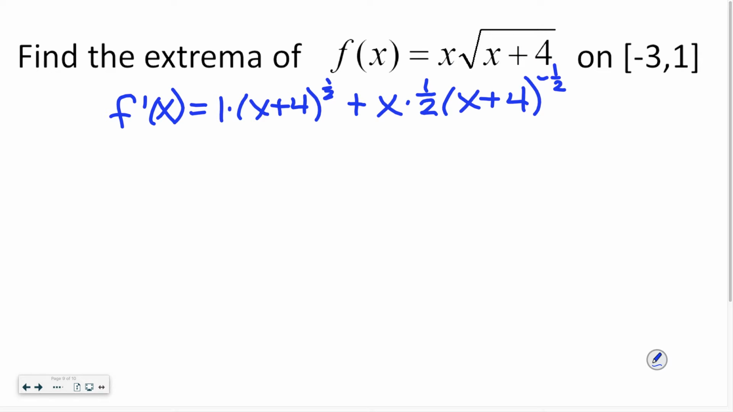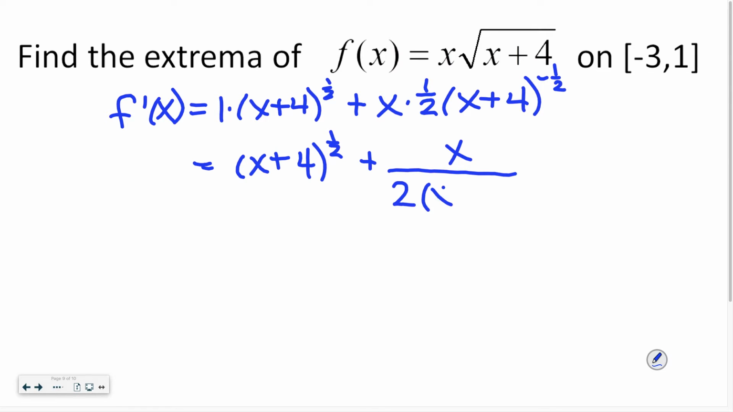Well, we have to figure out where this is 0 and undefined. And right now, it does not look like a nice equation to do that with. So anytime you have any sort of negative exponent, I would encourage you to write that as a fraction where the exponent becomes positive. So I would encourage you to write this as x plus 4 to the 1/2 plus x over 2 times x plus 4 to the 1/2. So that 2 is in the denominator because it's 1/2. And then the negative 1/2, when we move it across the fraction bar, becomes positive. It's a lot nicer to figure out where this is 0 and undefined if we actually have one fraction.